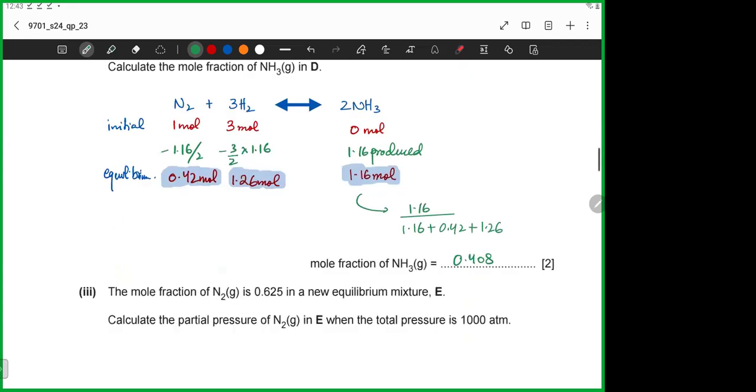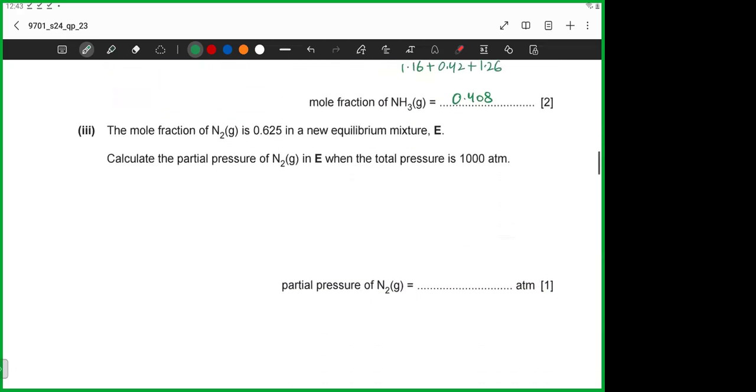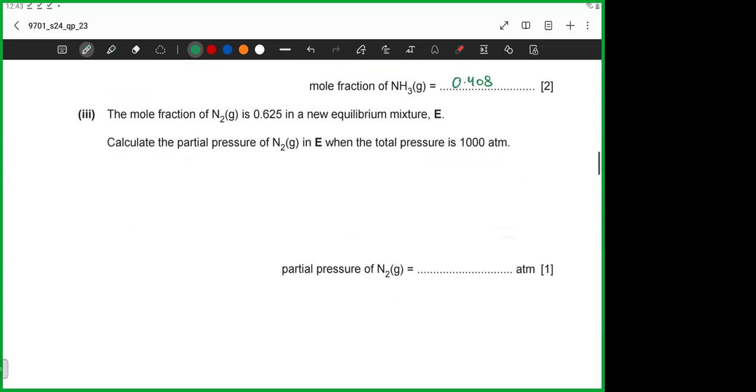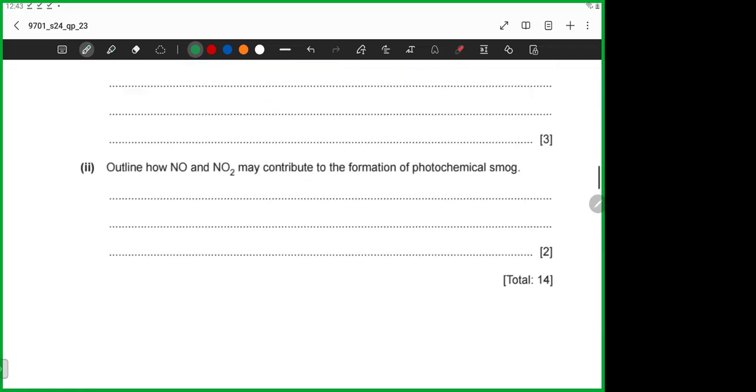Okay. The mole fraction of N2 is 0.625 in a new equilibrium mixture. Calculate the partial pressure of N2 in E. So how do you calculate the partial pressure? Multiply it by 1,000. It's mole fraction multiplied with total pressure, right? So 1000 into 0.625, so it's 625, right? Yes. So that is 625. Next question.